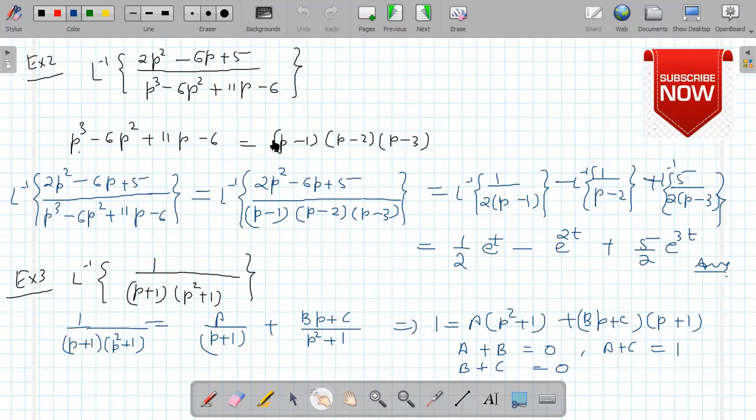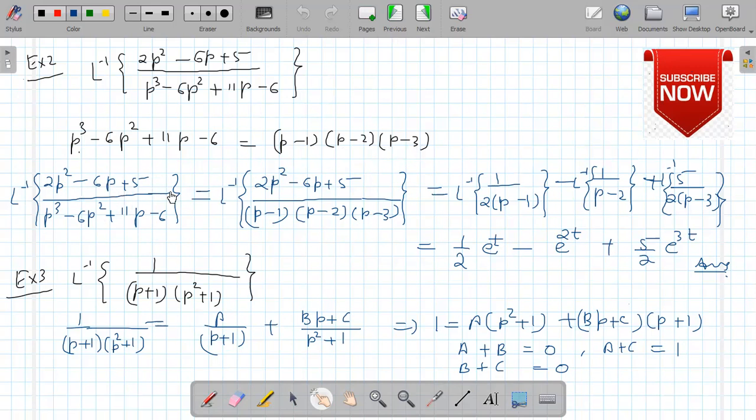Suppose when you put p equal to 1 here, you will get 0. So p minus 1 will be one of the factors of this equation. To get the rest of the two factors, we divide this equation by p minus 1. That will give you a quadratic equation. Then we factorize that quadratic equation to get the remaining two factors. So these are the three factors of this equation. I have not shown the procedure here. You can try it by yourself.